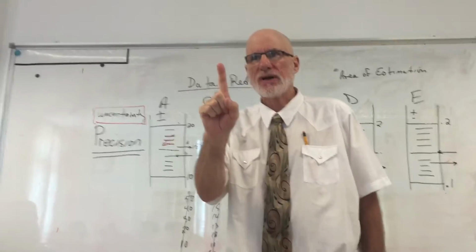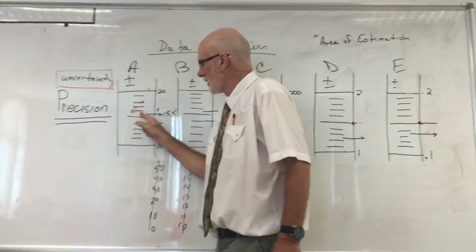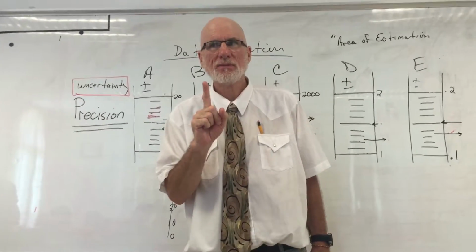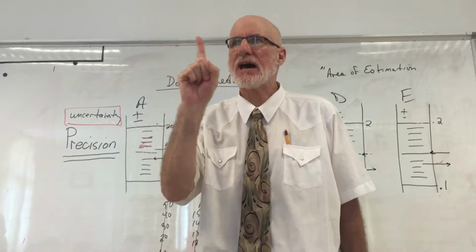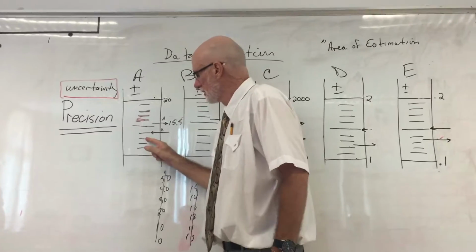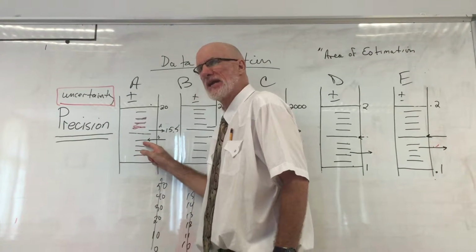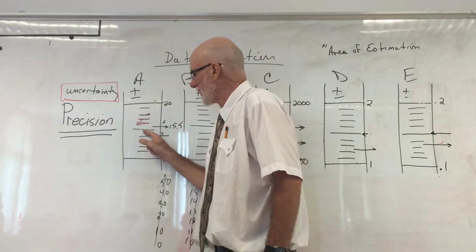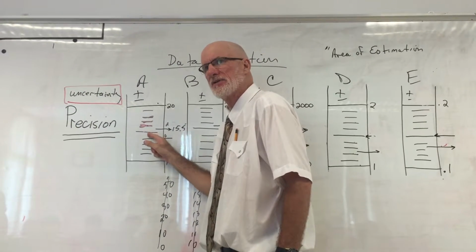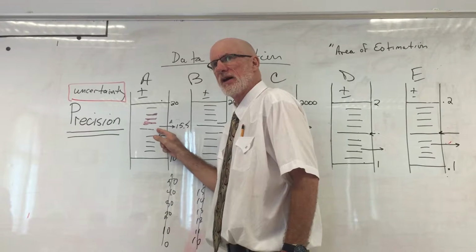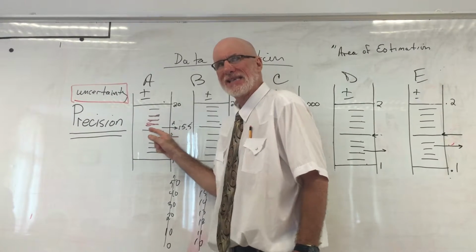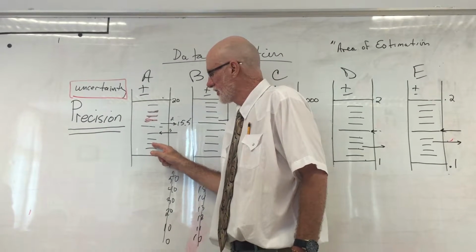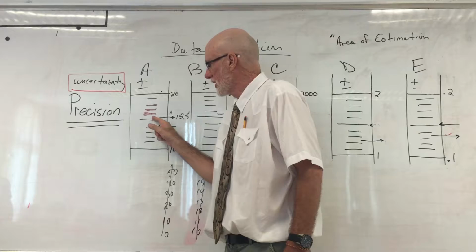The estimated place value, here or here, is the place value that is one place value less than the place value represented by the smallest graduations. This estimated place value is the place value that's one less than the place value, look up here, represented by these small graduations.